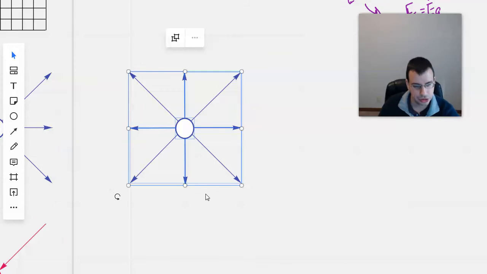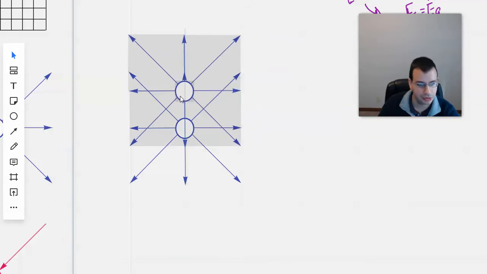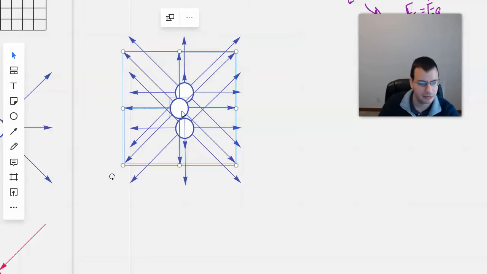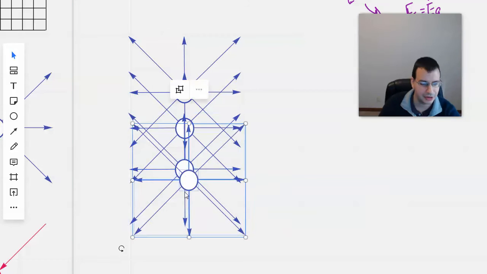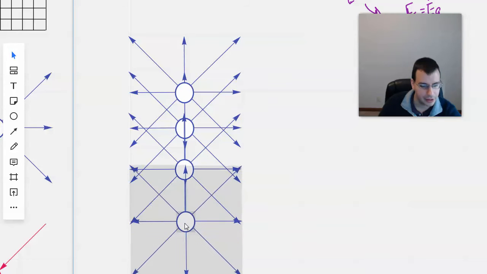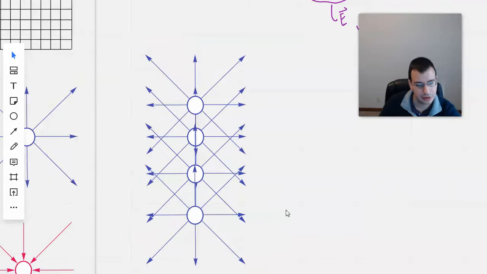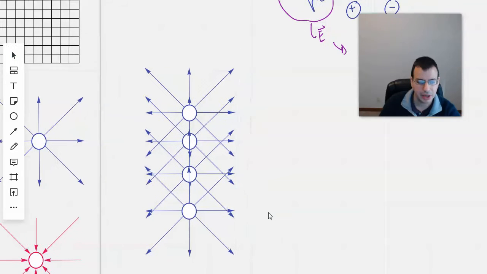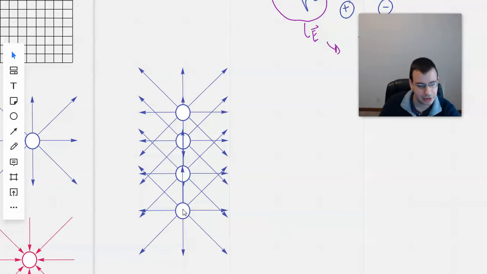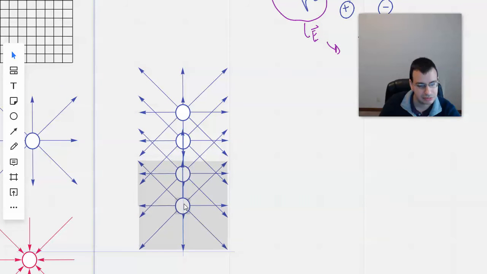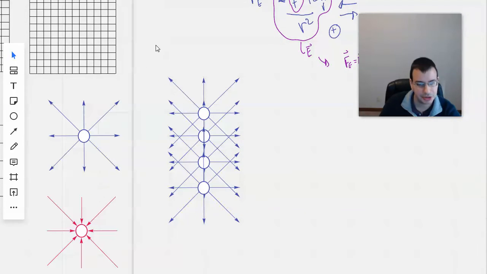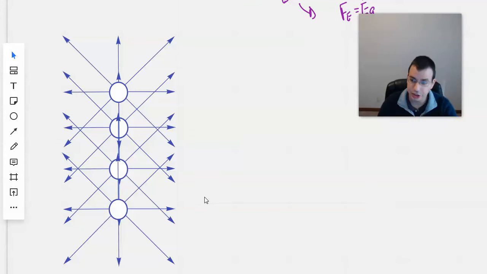So let's take a quick example. We'll do a few. 4. Is 4 a few? I don't know anymore. All right. There we go. I'm good with that. Do they look equally spaced? Sort of equally spaced. Semi-equally spaced. All right, so we have 4 charges. These are positive because the field lines go out.